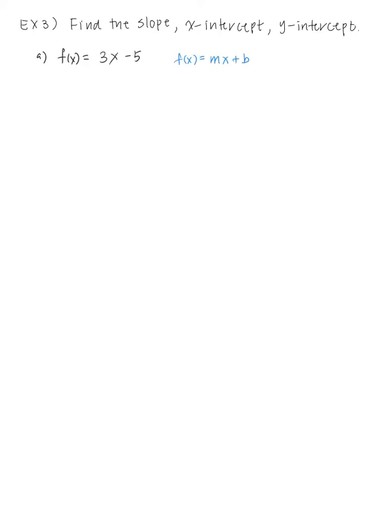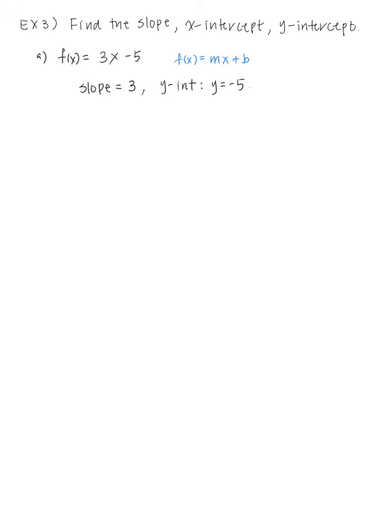So we got ourselves a slope. Slope is 3, and the y-intercept is -5. So let me just write that out. So the slope, it's going to be +3, and the y-intercept is at y equals to -5. Okay, so that part is good.